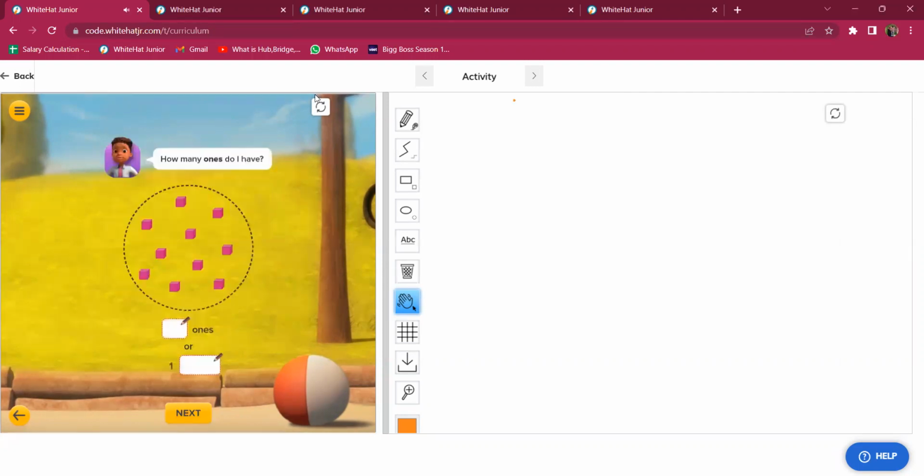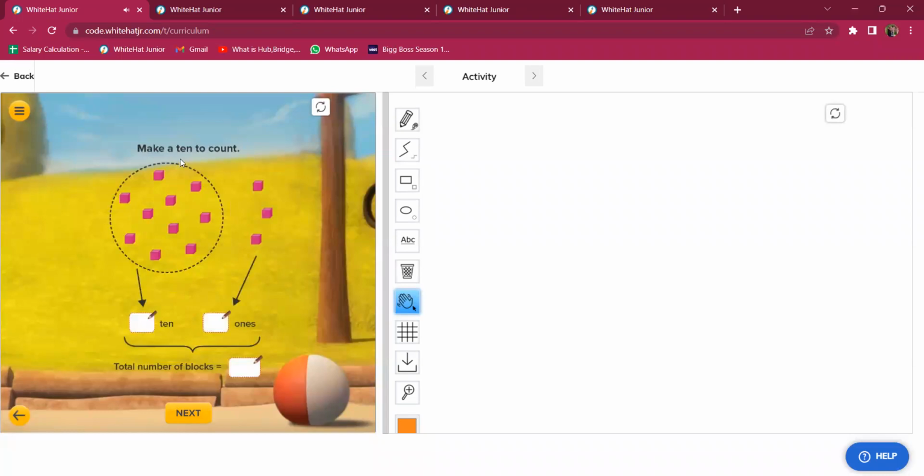How many ones do you have? Okay, so let's count here. We have 1, 2, 3, 4, 5, 6, 7, 8, 9, and 10. So we're going to write 10. And 10 ones make 1 ten. So here we have to write 10. After writing this, we can move to the next question.